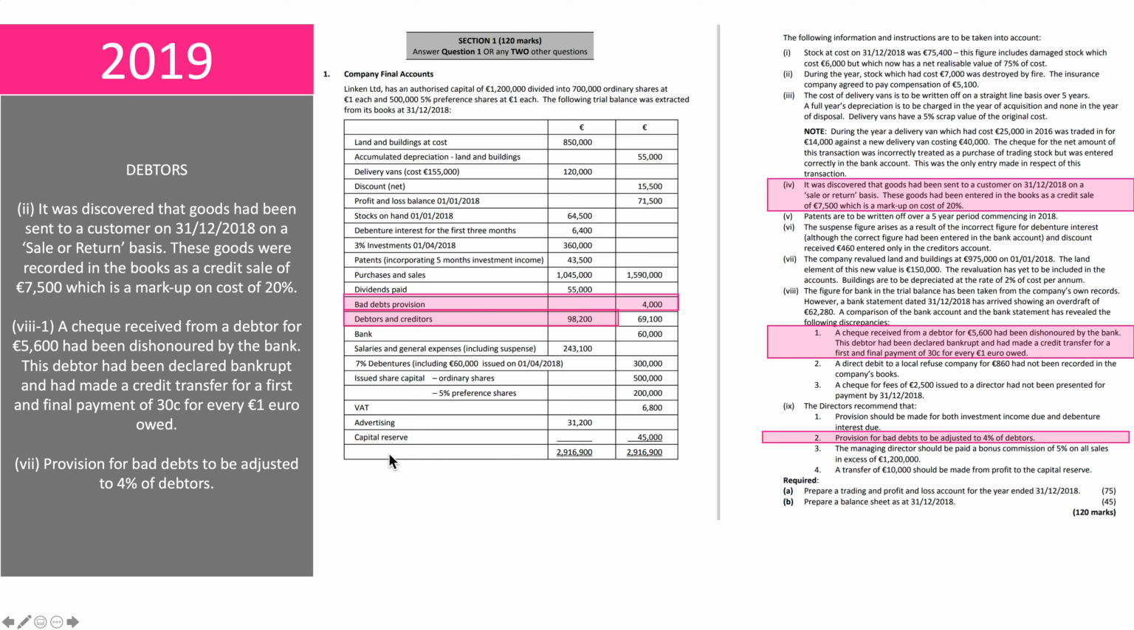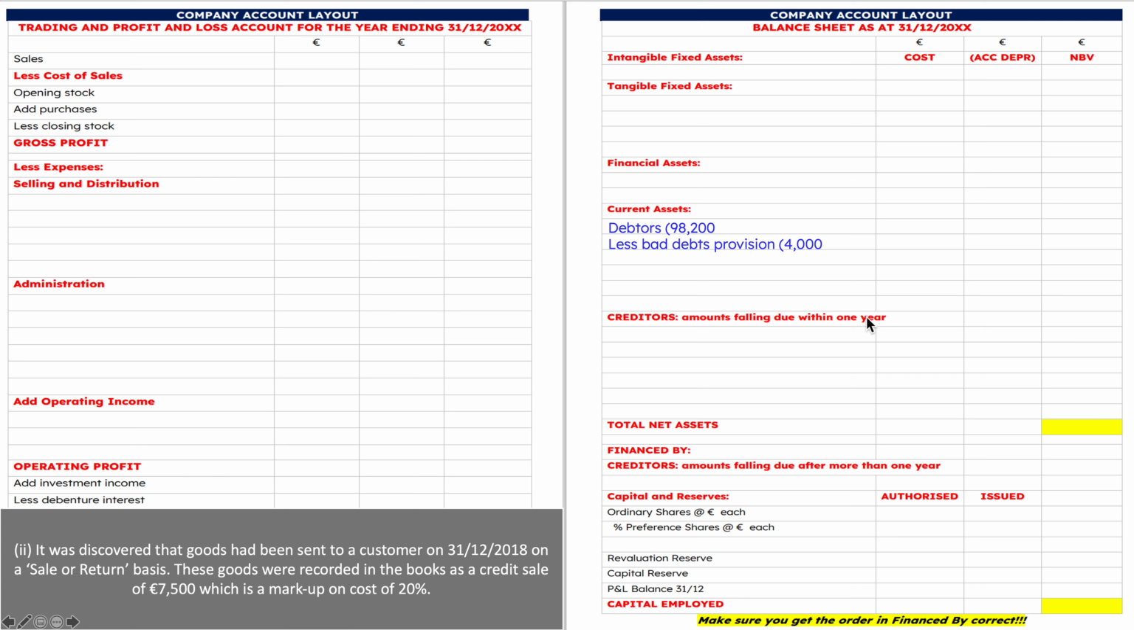Right, 2019, so 3 adjustments here. In our trial balance, our debtors was 98,200 and our bad debts provision was €4,000. So 3 adjustments: number 4 here, then number 8 and 9. Let's take a look. It was discovered that goods had been sent to a customer on the 31st of 12th, 2018 on a sale or return basis. These goods were recorded in the books as a credit sale of 7,500, which is a markup on cost of 20%.